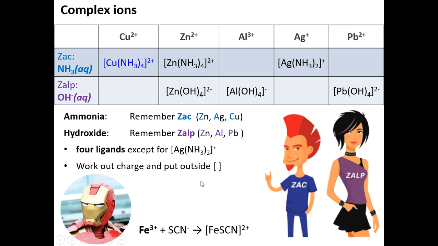There is another complex ion you do need to know about. You may have come across it last year, and that is the Fe3+. A way to remember that is Iron Man. The Fe3+ is this golden, yellow, orange color, and it forms a complex ion which is a deep red, so think of the red part of Iron Man. So that is hopefully going to help you remember Zach, Zelp, Iron Man for the complex ions you need to know and how to write them.